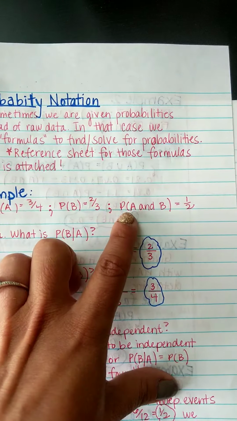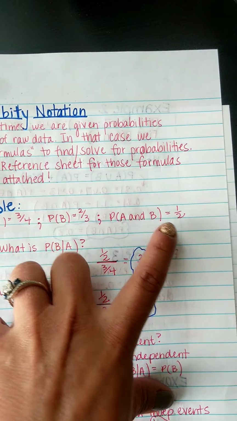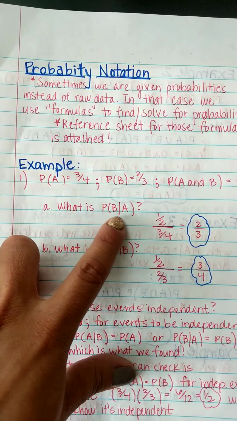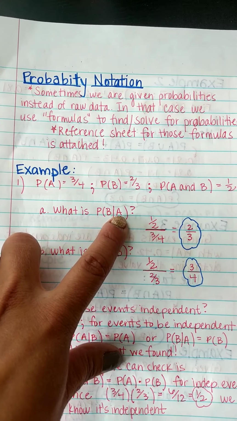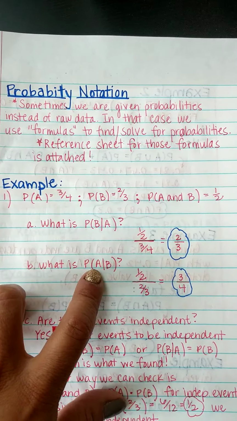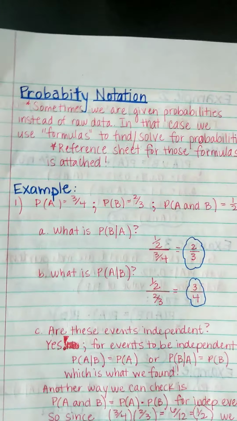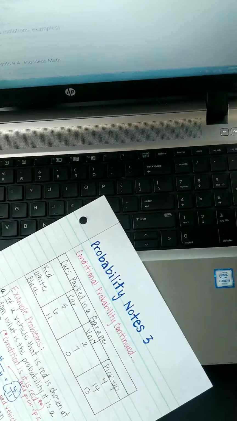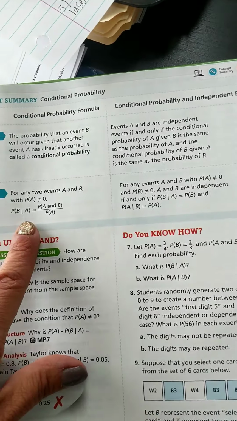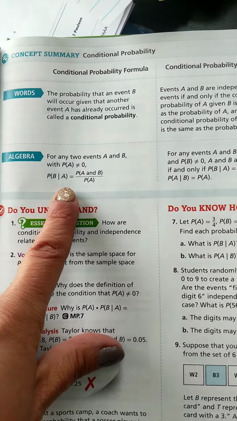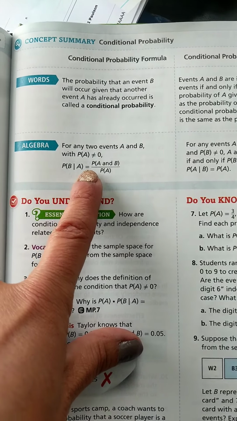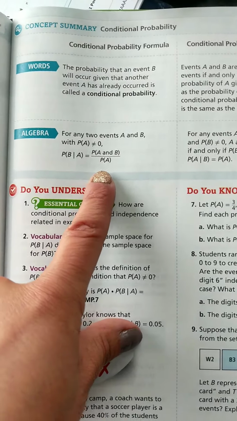My first example says the probability of event A is 3/4, the probability of event B is 2/3, and the probability of event A and B is equal to 1/2. We want to know what is the conditional probability of B given A. If I look at my chart, it gives us a formula for that. Let me flip over to this formula. I'm going to move the camera. It says that for any 2 events, the probability of B given A is the probability of A and B over the probability of A. That's exactly what we're using.